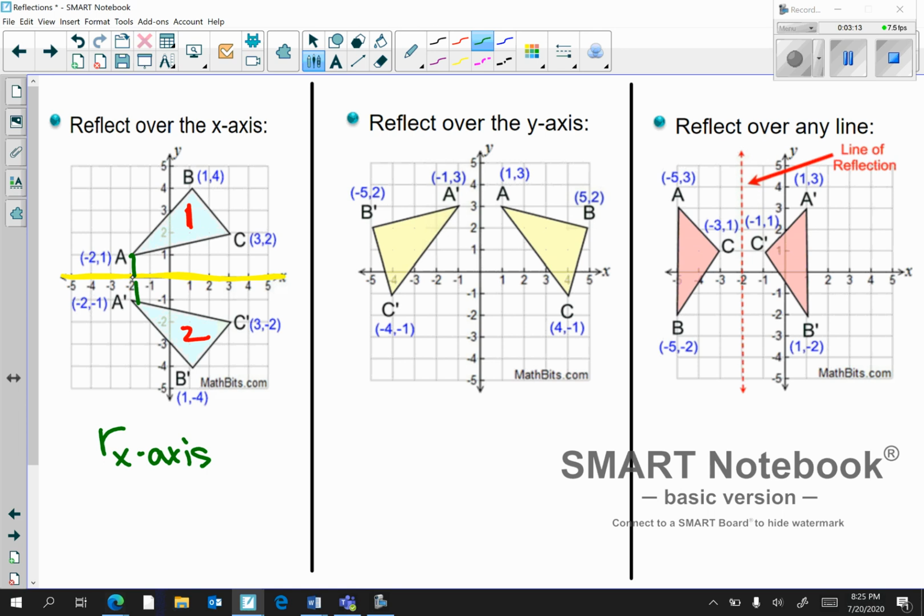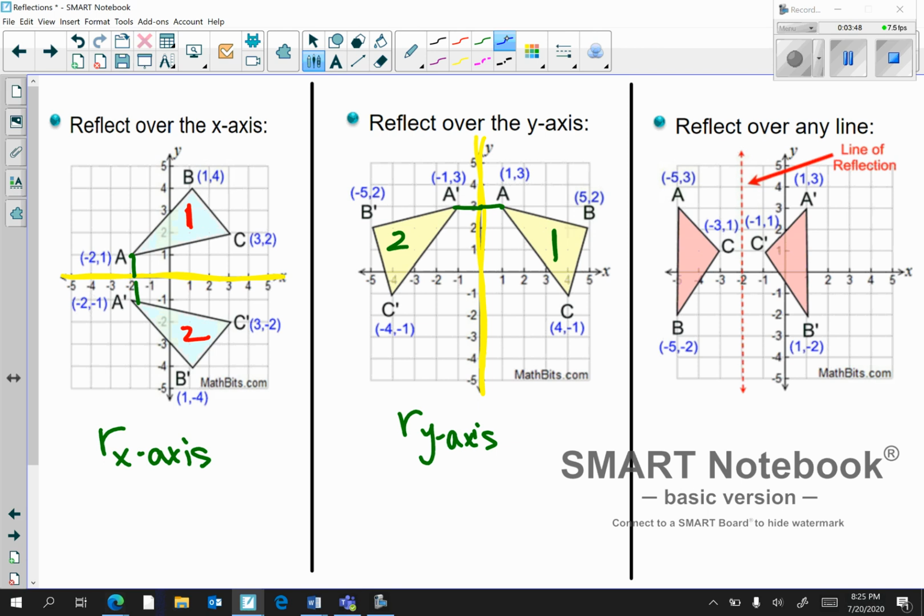Next, we have a reflection over the y-axis. So here I have triangle ABC, which is my pre-image, and my image, triangle A prime, B prime, C prime. This is reflecting in the y-axis. We can write that as little r, subscript of y-axis. The distance between A to the line of reflection is the same as the distance from A prime to the line of reflection, and every point and its corresponding point.